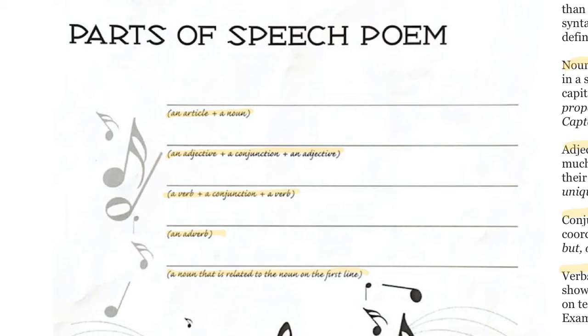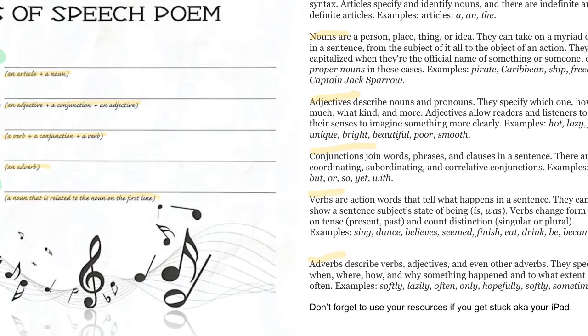If you get stuck, look back at some of the examples. You might want to start with the noun up here and then the related noun down there. You might be able to go in and do the verb, conjunction, verb next, and then finish off with these here. You don't have to do it in order. So that is the parts of speech poem.